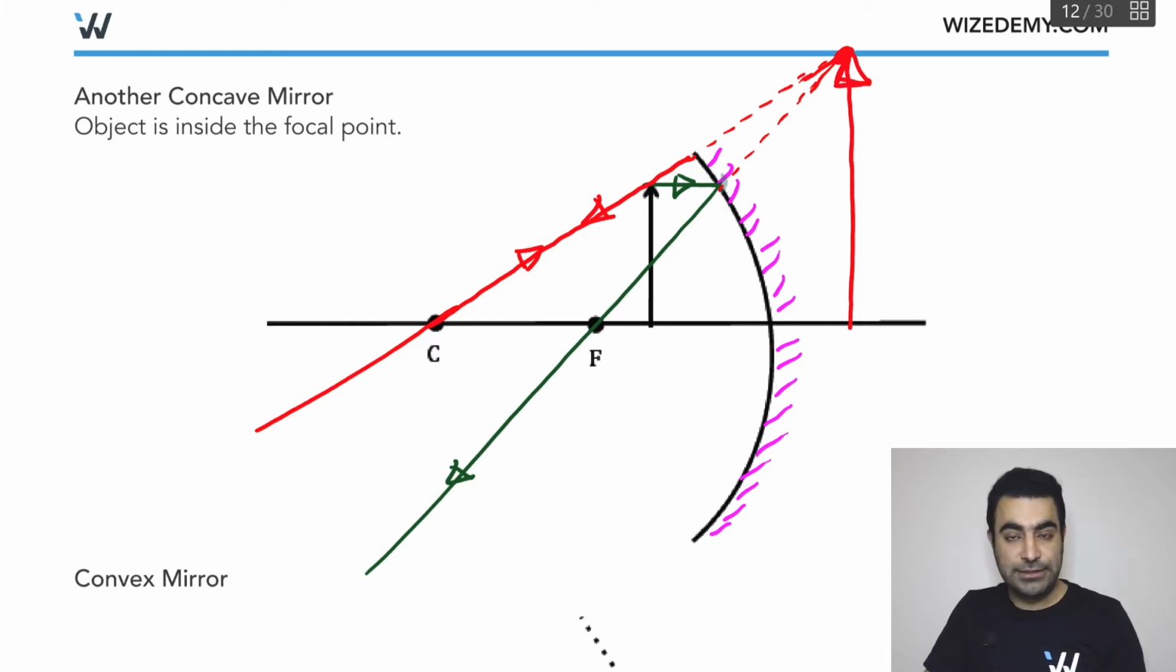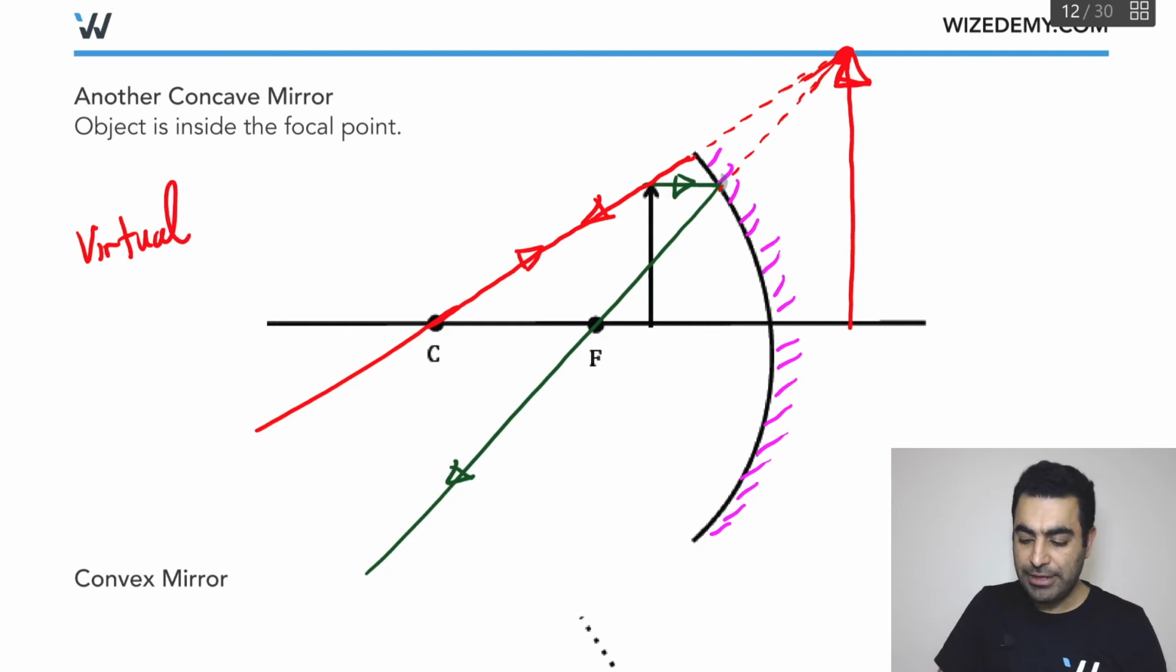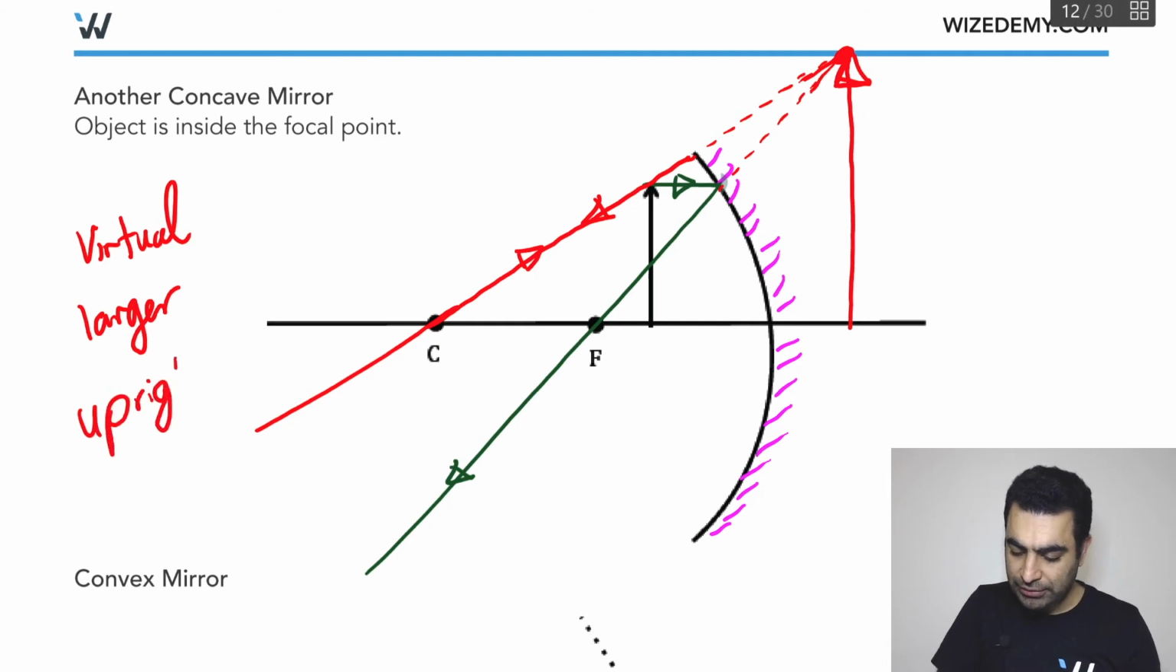So as you can see, first of all, since I couldn't look at the intersection of the actual light rays to form the image, and we have to basically trace back the rays, in that case, we have formed a virtual image. Furthermore, it's larger compared to the size of the actual object, as you can see here. And finally, it's going to be upright because we didn't change the direction of that.